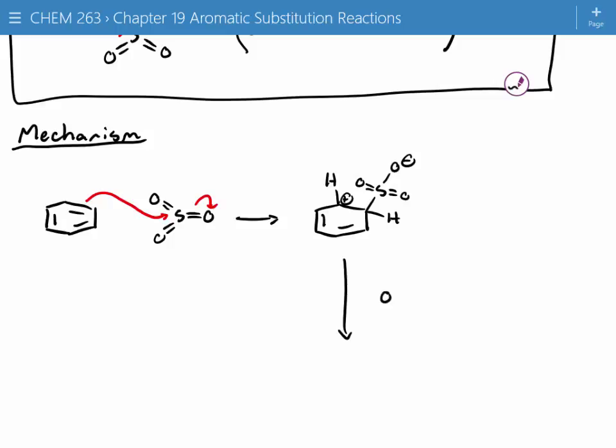So if we think about the conjugate base of sulfuric acid, it would be this guy. And when I did this for the first time, it felt wrong to say, all right, the conjugate base of sulfuric acid is going to grab a proton back. That doesn't make any sense. But what's the main driving force?